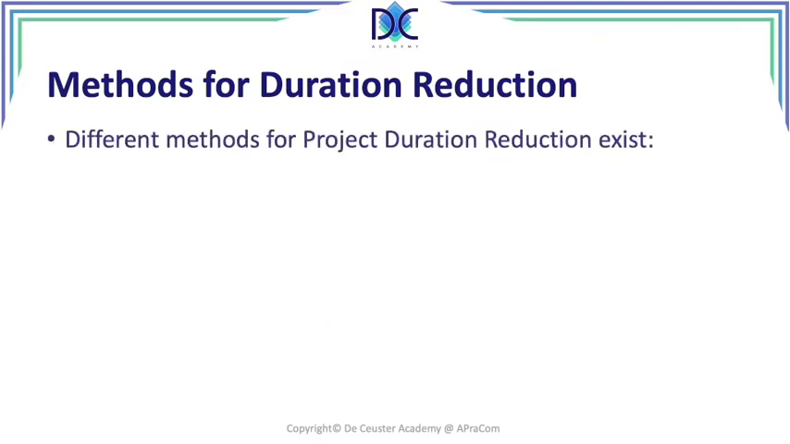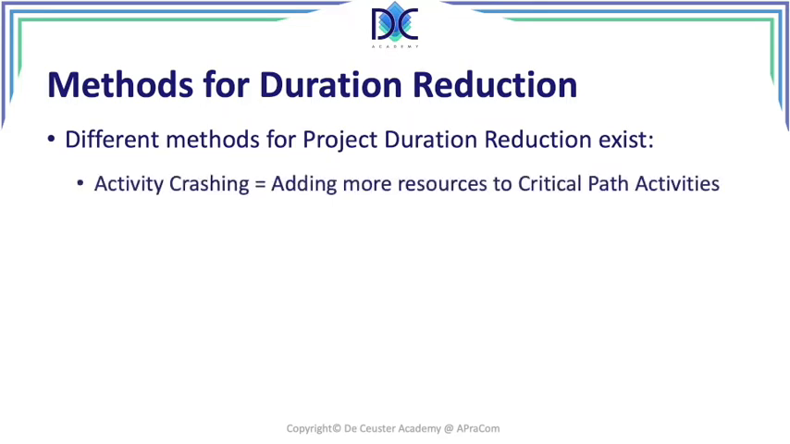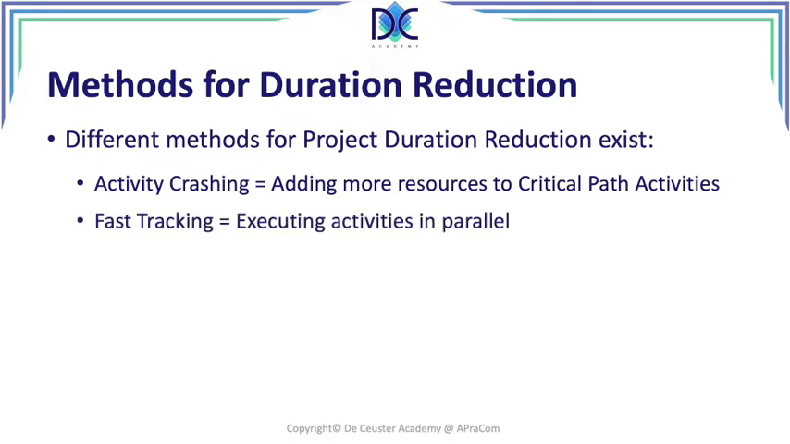Now, what are the methods that we can use for duration reduction? There are different methods that exist. We already spoke about activity crashing, so we add more resources to critical path activities. Basically, some activities will be completed faster. Since they're on the critical path, it will also have an effect on the duration of the project. Another way to deal with duration reduction is fast tracking. And here we will be executing activities in parallel.